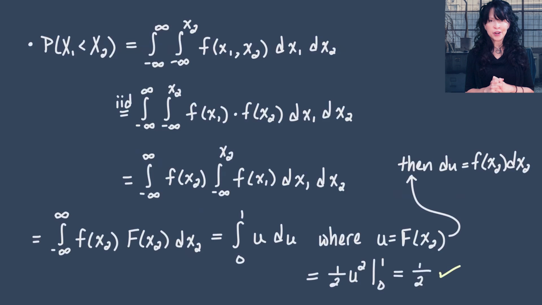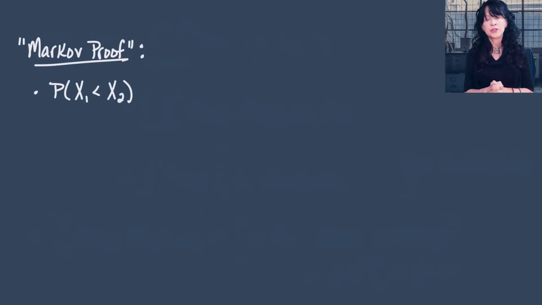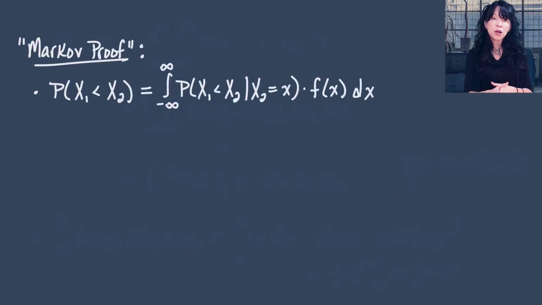So now the Markov approach. I again want to try to compute the probability that capital X1 is less than capital X2. The Markov approach would be to say, I've got too many random variables here, so I'm going to condition on one of them so I can fix it. This is equal to the integral from minus infinity to infinity of the probability capital X1 is less than capital X2, given that capital X2, just as an example, I could have picked X1, but given that capital X2 is equal to some little x, times the quote unquote probability that capital X2 is equal to little x.